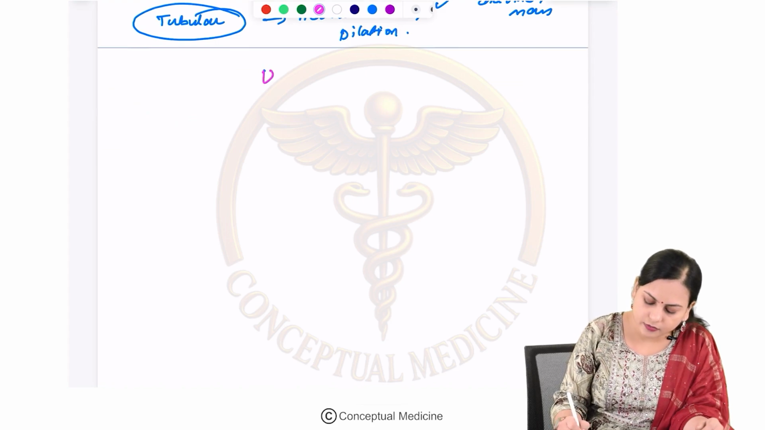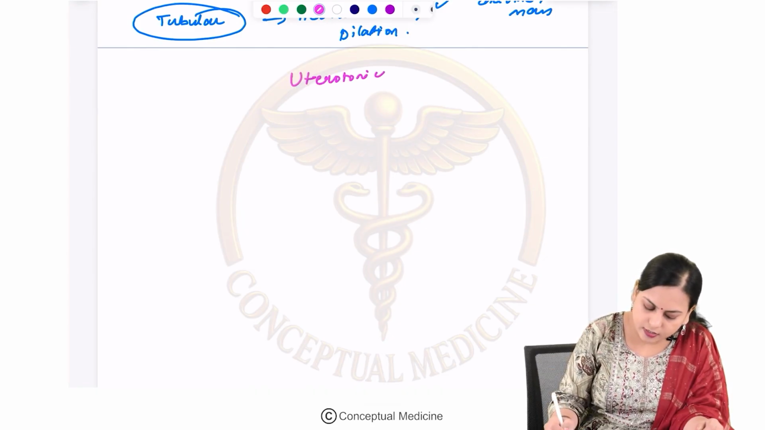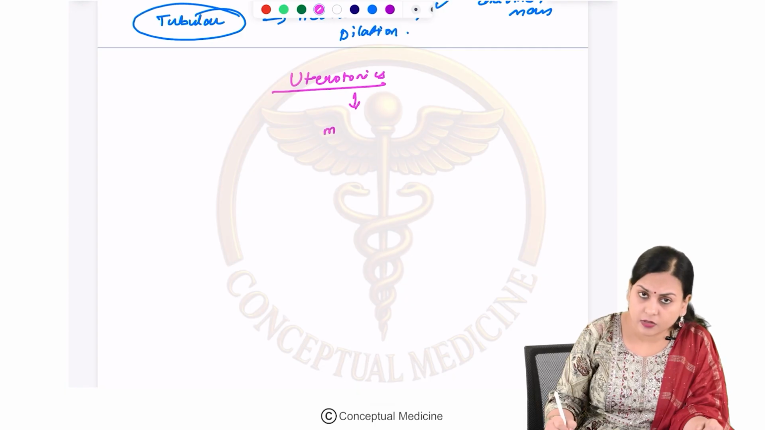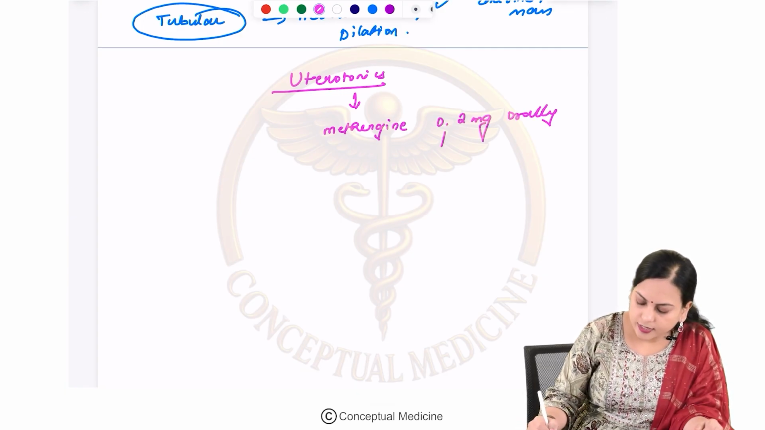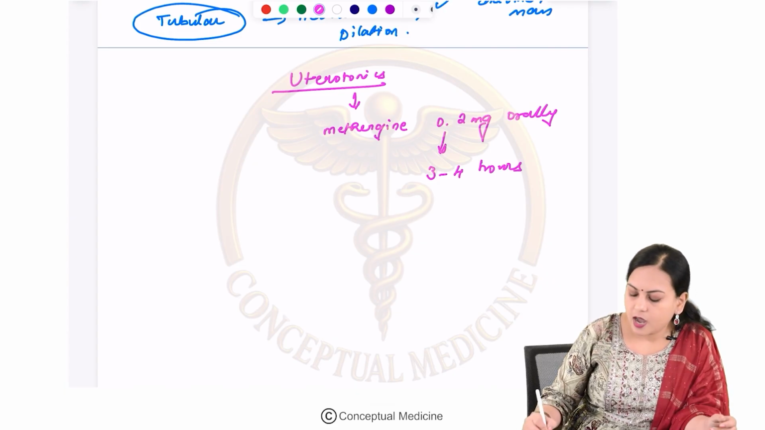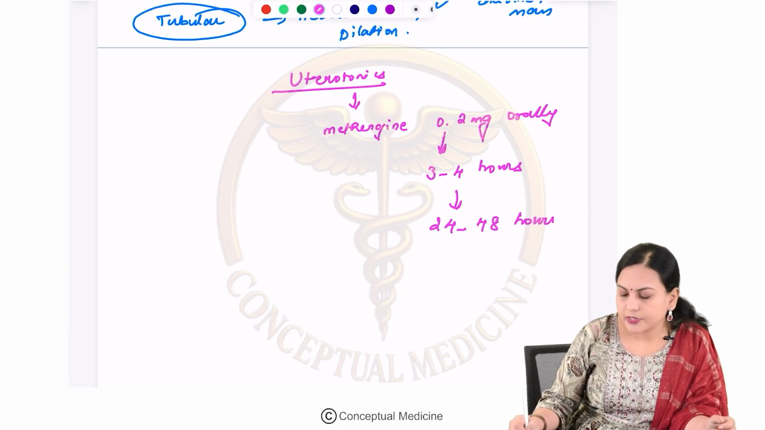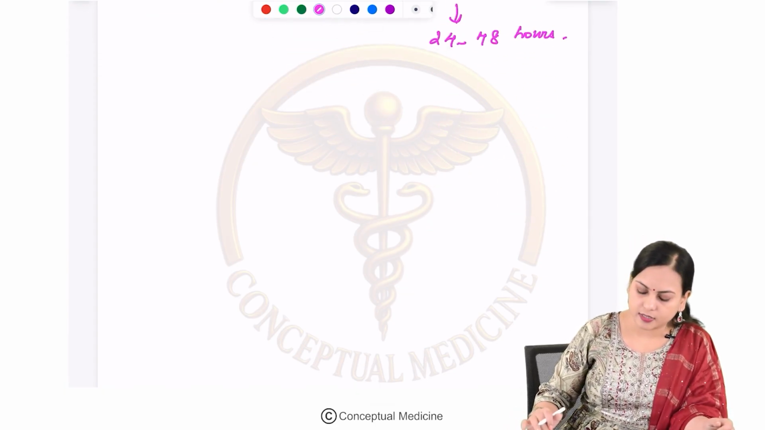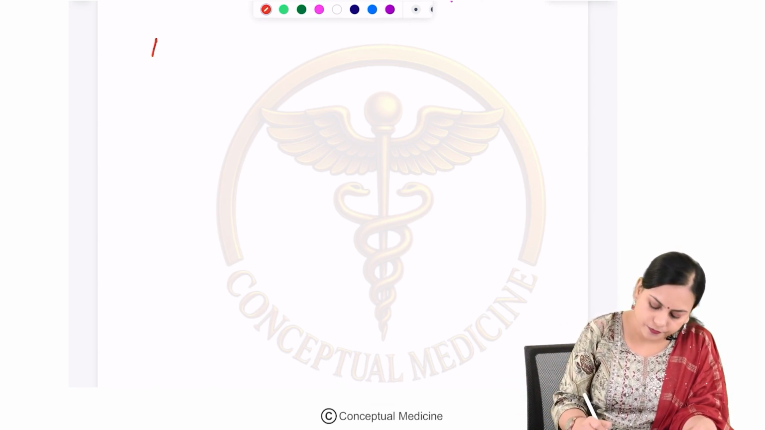You have to give them uterotonics, like methergin 0.2 milligram orally, to be given every 3 to 4 hours and continued for the next 24 to 48 hours. Clear? Now, we will see the late postpartum hemorrhage.